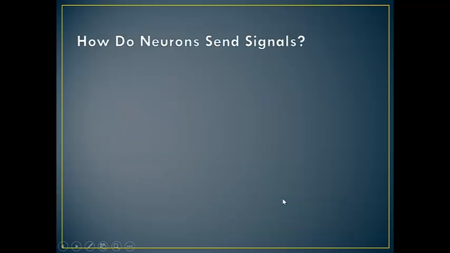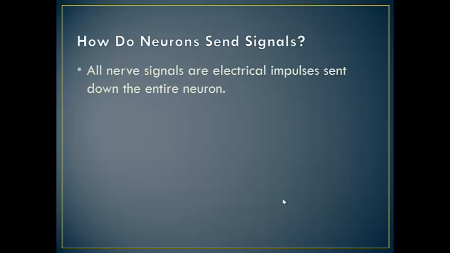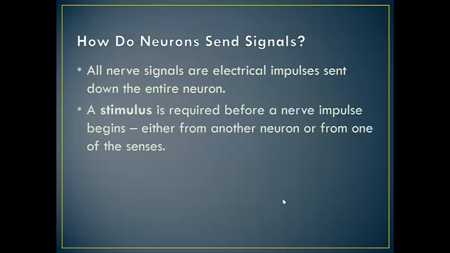So how do they send signals? How do these neurons conduct these impulses? Well, nerve signals are conducted based on electrical impulses that are sent down the entire length of the neuron. How it all happens is first starting out with a stimulus. In order for a nerve impulse to begin to be propagated, it requires a stimulus from either another neuron that's communicating with it, or from one of the senses. It has to have some sort of stimulus to begin to work.